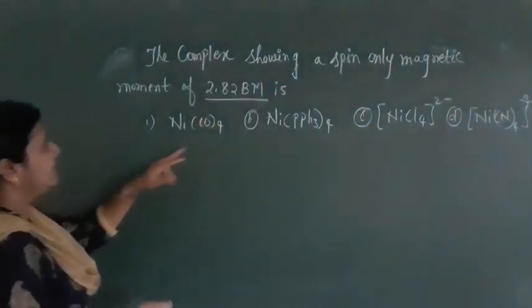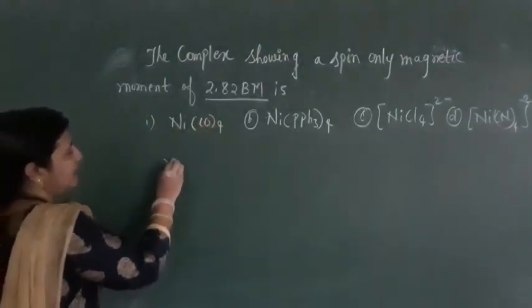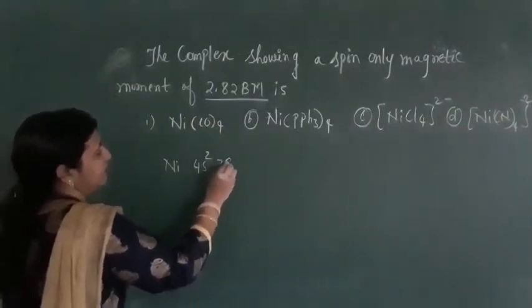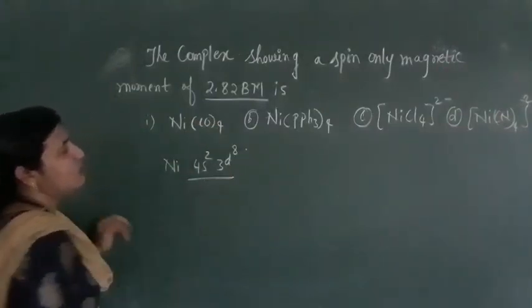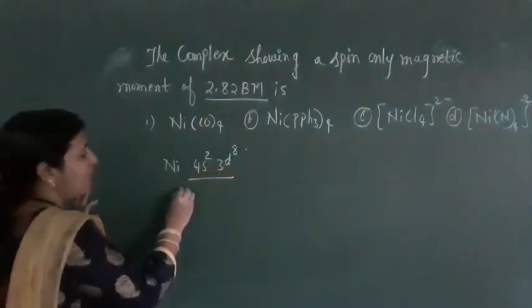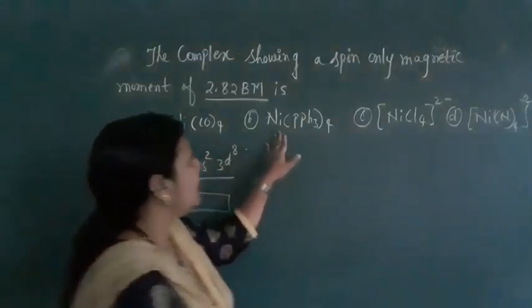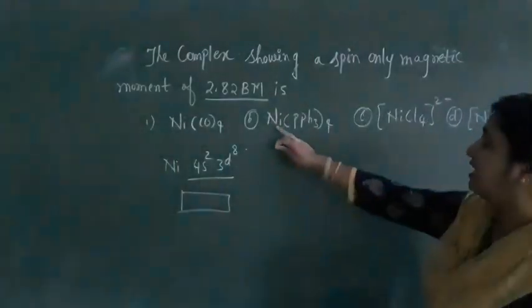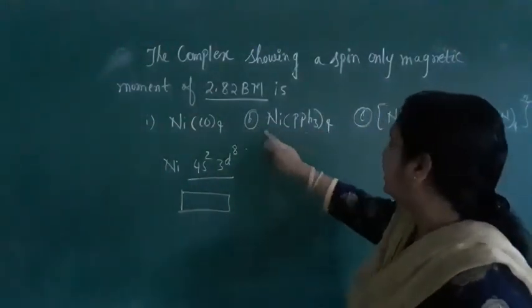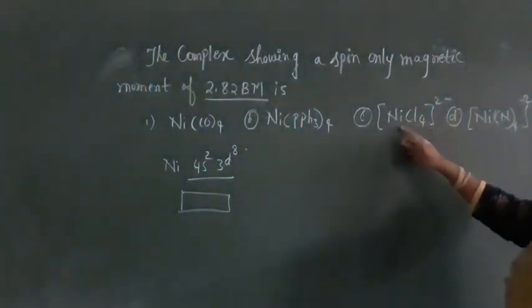So nickel carbonyl: carbonyl is a strong ligand. Nickel is 28, so 4s2 3d8. In this case there will be no unpaired electron. All the electrons shift, and we get dsp2, so this is not the answer. Nickel here is the same, dsp2 hybridization will come and we will not get unpaired electrons.